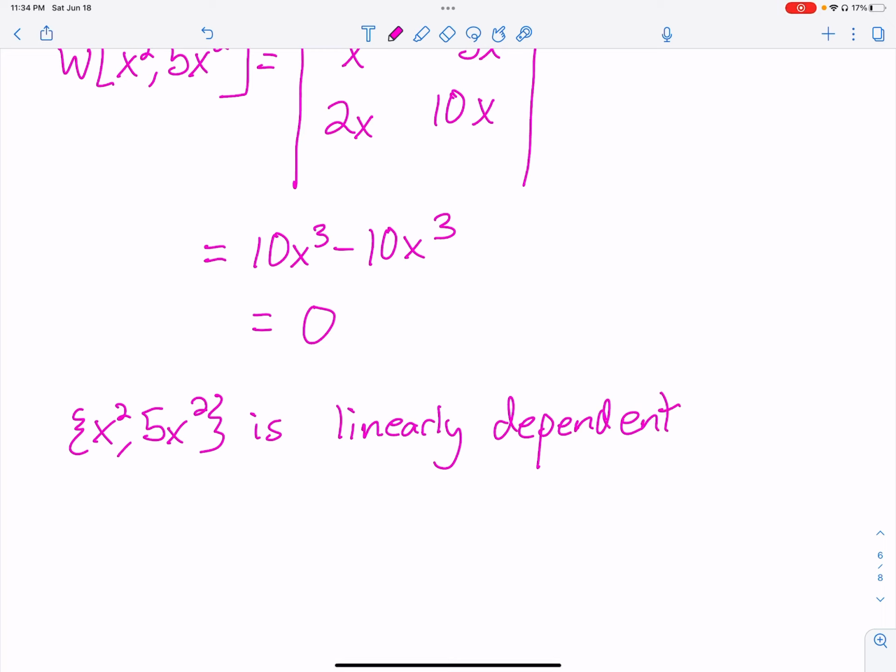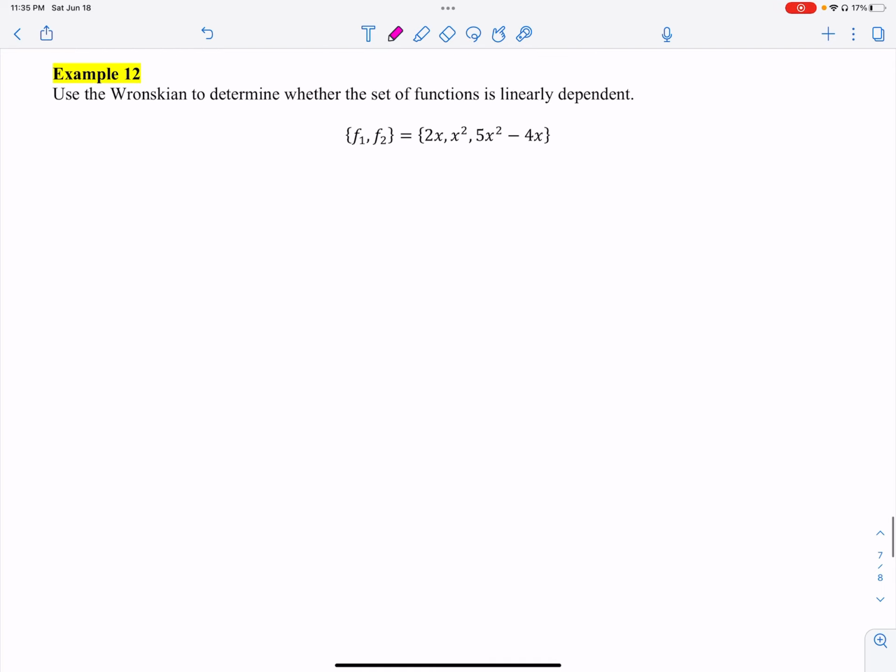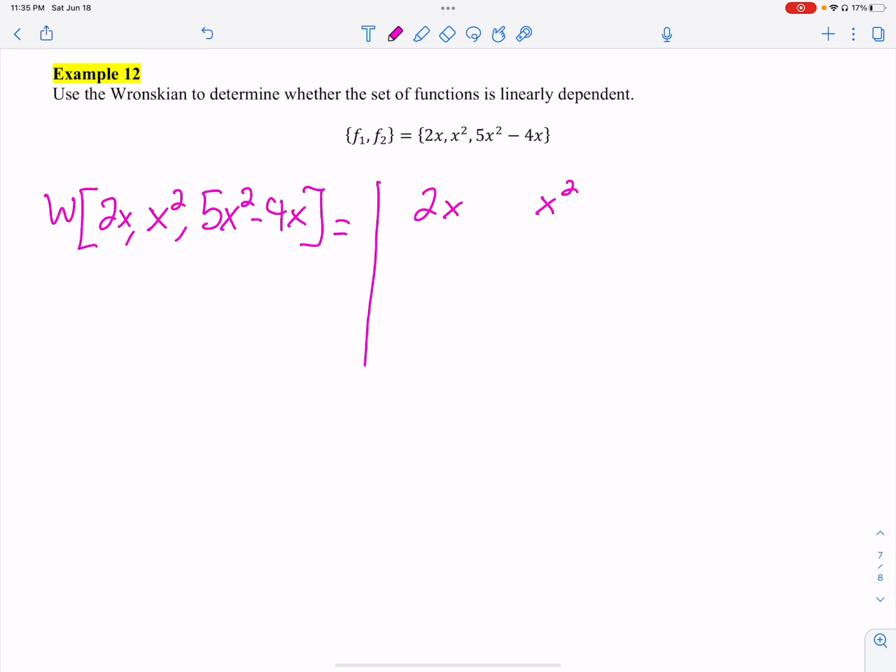So the Wronskian just spits it out for us much faster than the other. Now, it does get a little heavier when we have 3. So this is that other example that we did. Let's try this one. So the Wronskian of 2x, x squared, 5x squared minus 4x, right? So we start filling this in, and I got 2x, x squared, and then 5x squared minus 4x, and it's 3 across, so I got to go 3 down.